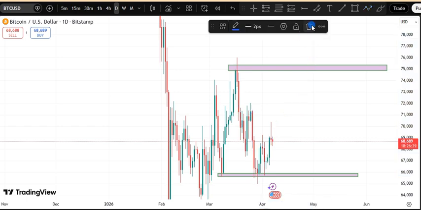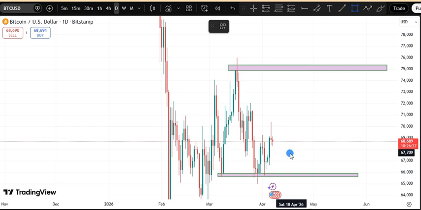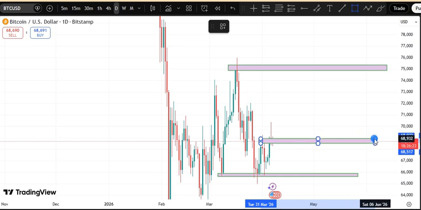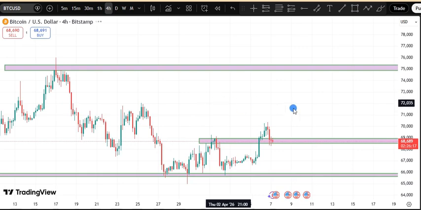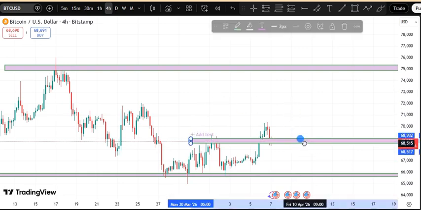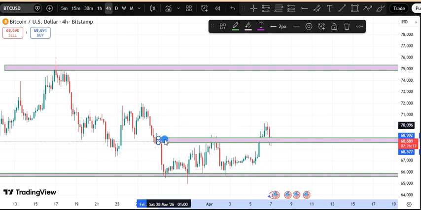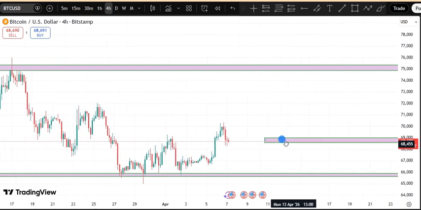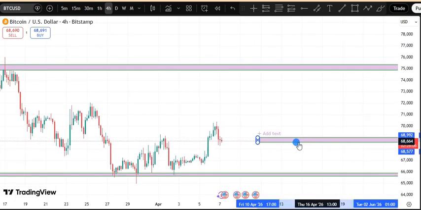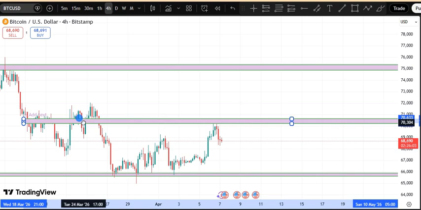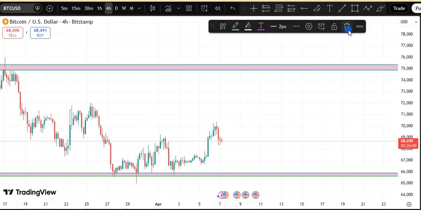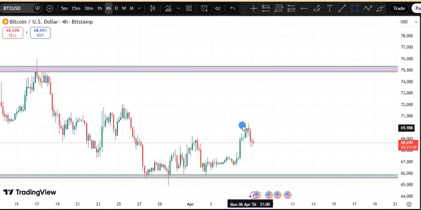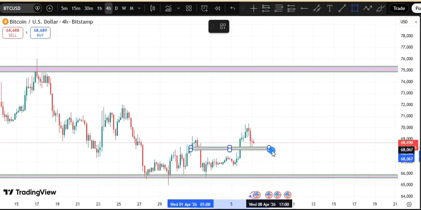So let me mark the zones so I can be clearer. So we'll be marking out this level. Let me go to the 4-hour chart so you can see it clearer there. Good. So here is the internal level where it's putting a break. I'm trying to see if I can reduce this. So let me just delete it and pick another one. So here's an internal high.